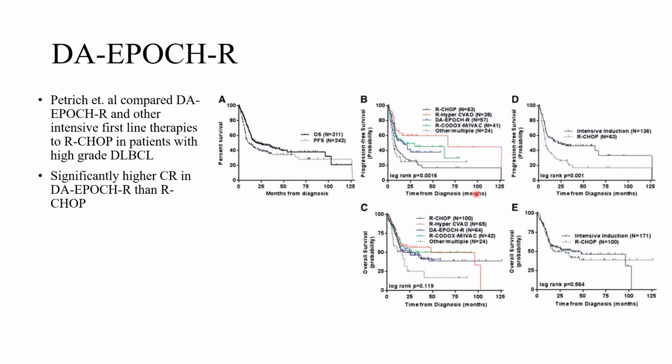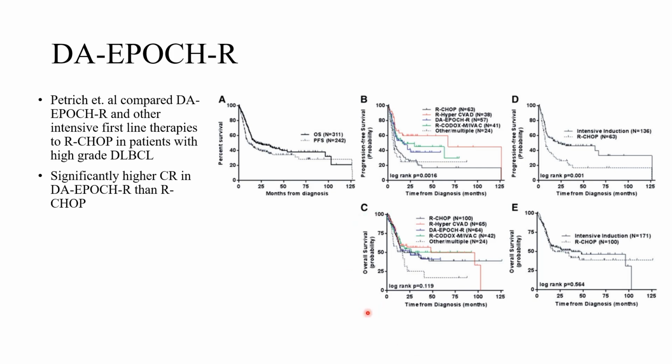So the graphs here, what are we looking at? So A, this is just showing overall and progression-free survival across all groups. And then when we look at the PFS here in graph B, your R-CHOP is going to be this gray bottom line, and your EPOCH is going to be the blue. So you can see the EPOCH line is above. The other lines are other therapies that were considered intensive therapies.